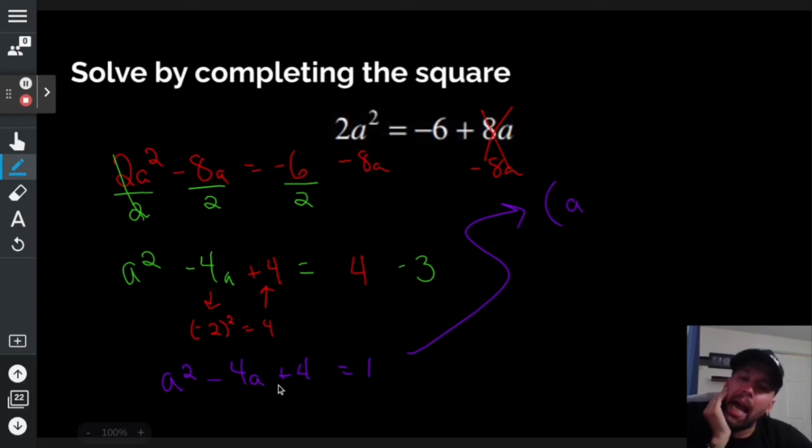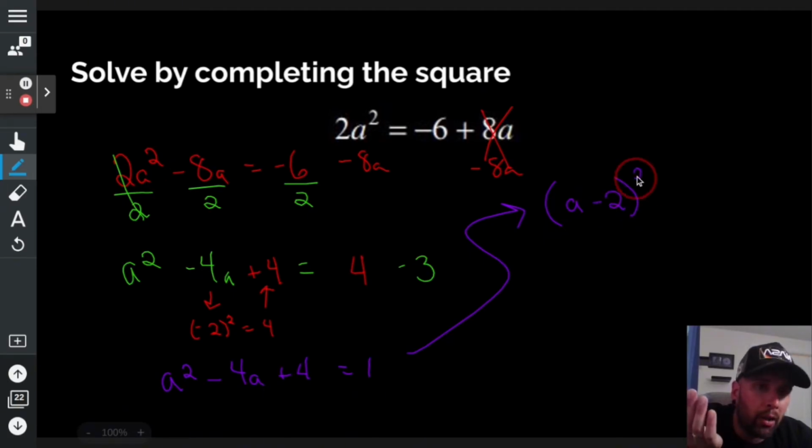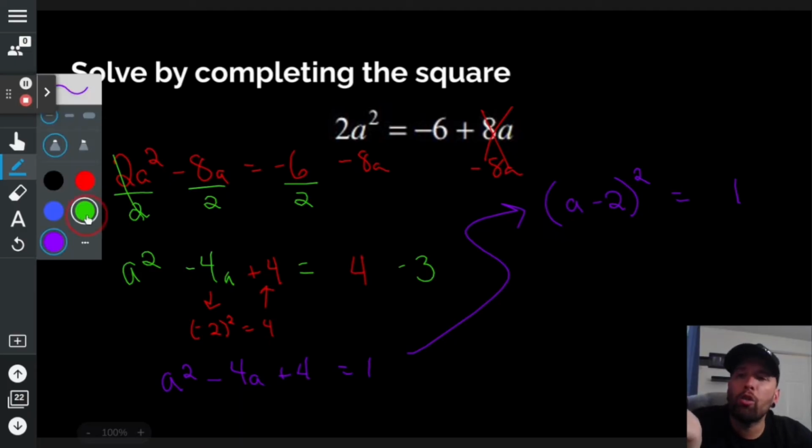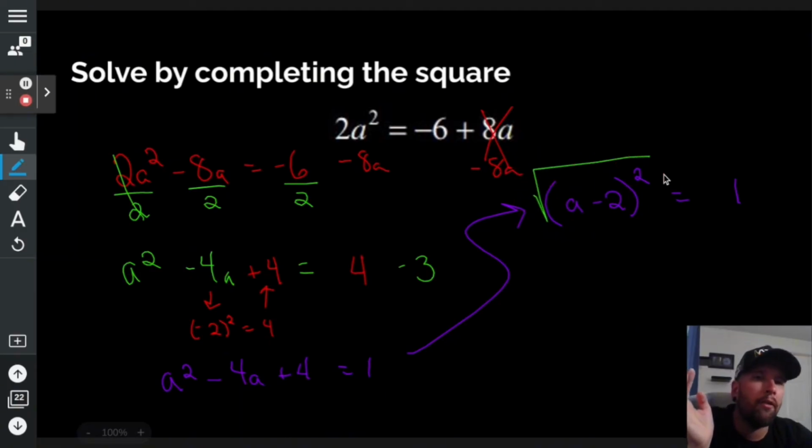So two numbers that add up to negative 4 and multiply out to positive 4 are negative 2 and negative 2. So a minus 2 squared equals 1. Again, if I don't have a perfect square, I did it wrong. How do you solve for a square? Square root both sides. Do not forget that when you square root both sides, the side that is the number is going to be positive or negative. That crosses out, and we have a minus 2 equals positive or negative square root of 1, which is 1.